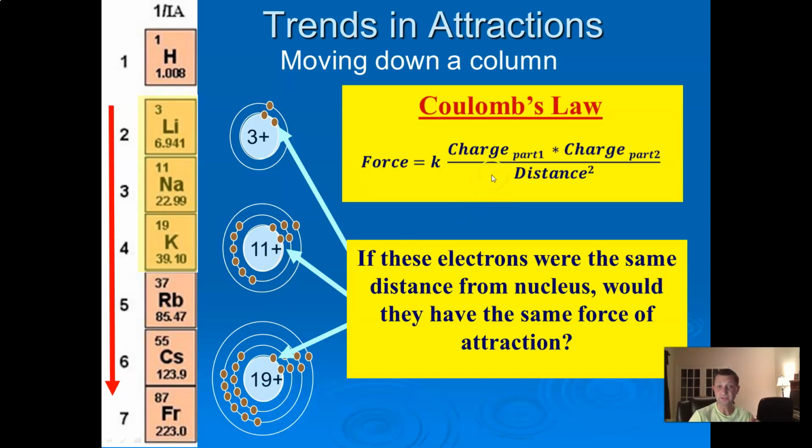Now, if I change this, and this is important, and say let's focus on the valence electrons, well, now look, your valence electrons in lithium are in level 2. So your distance would be 2 squared, which gives you 4.